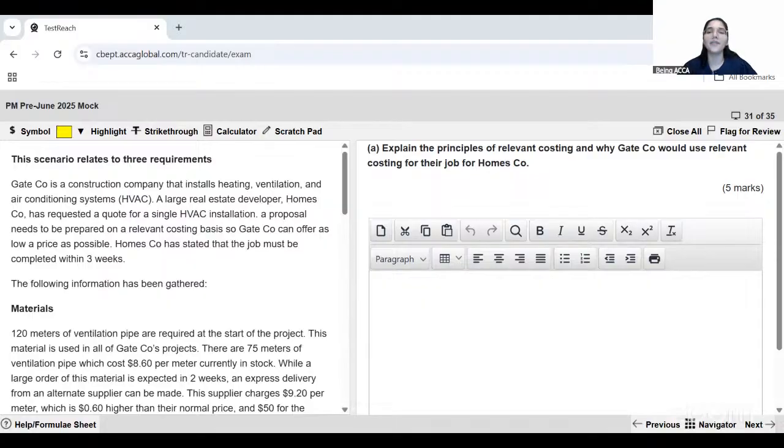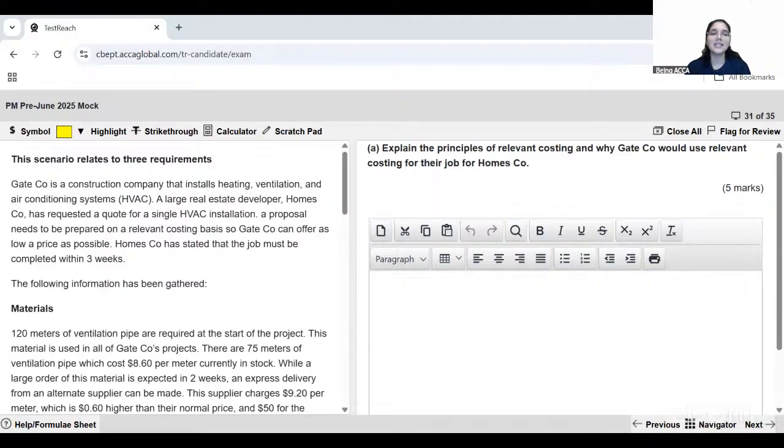This is a 5 marker question that you are supposed to answer, and you can clearly see no numbers are involved here. So everything has to be discussion based, everything needs to be typed out. Firstly, you have to explain in general what are the principles of relevant costing, and then you have to say why specifically for gate company relevant costing is going to be useful. So this is a 5 marker requirement. And then we are now going to get started with the reading of the case study.